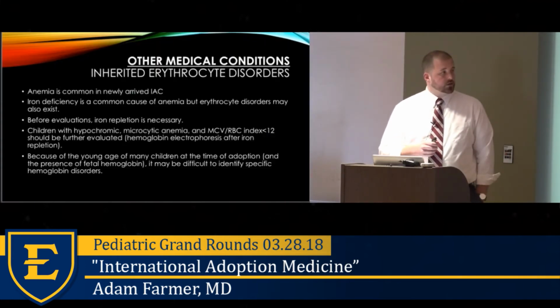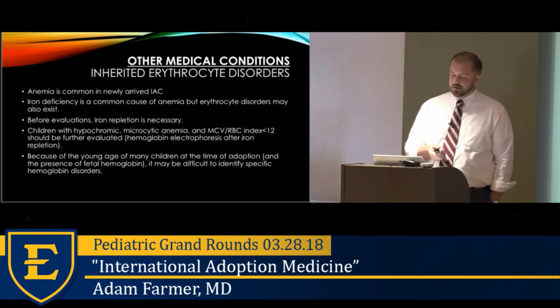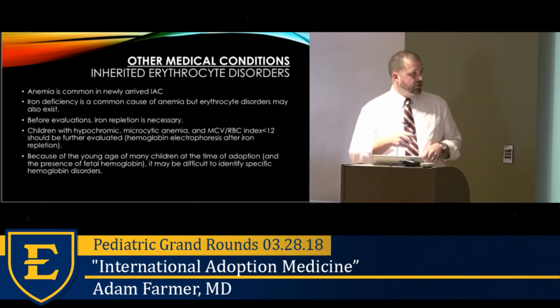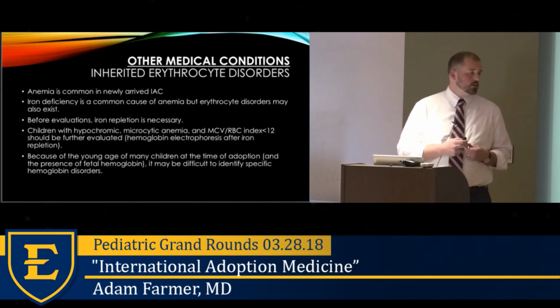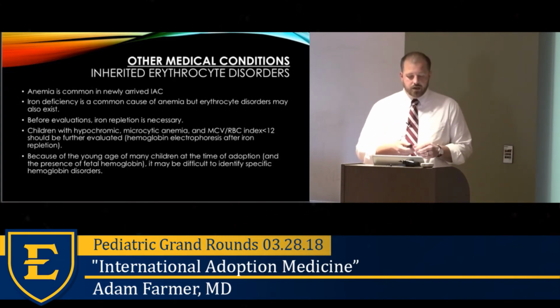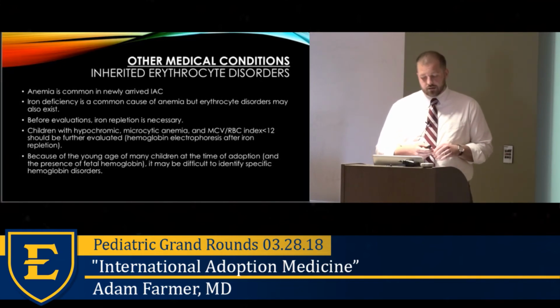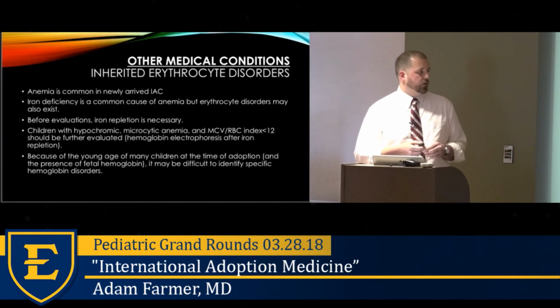There are other medical conditions that we need to be aware of as well. Anemia is commonly seen on the CBC in these newly arrived kiddos. Iron deficiency is a common cause, but there are also erythrocyte disorders that you need to be aware of. Iron repletion should be attempted before pursuing any other sources of anemia. Children with hypochromic microcytic anemia and a low MCV should be further evaluated with hemoglobin electrophoresis after iron repletion.